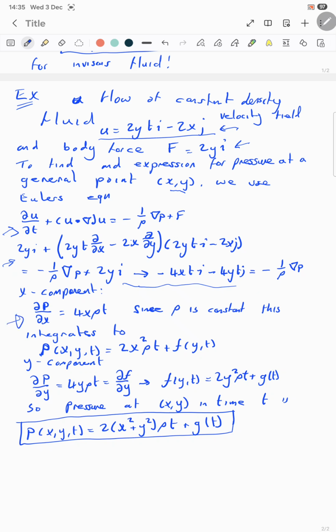And the x component is this. Since density is constant, this integrates to this. Now the y component likewise is this. So the pressure at x and y in time t is this, and this is the final solution. This should be pretty straightforward to follow. We're just plugging in values and doing the juggling. And that's Euler's equation in fluid dynamics.